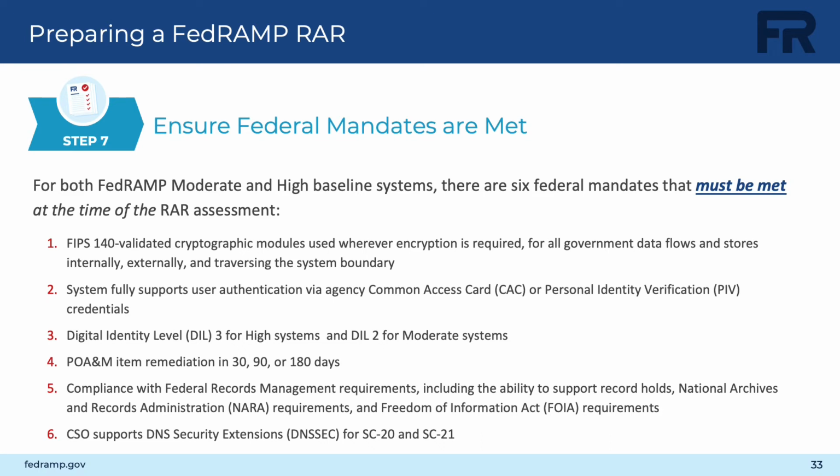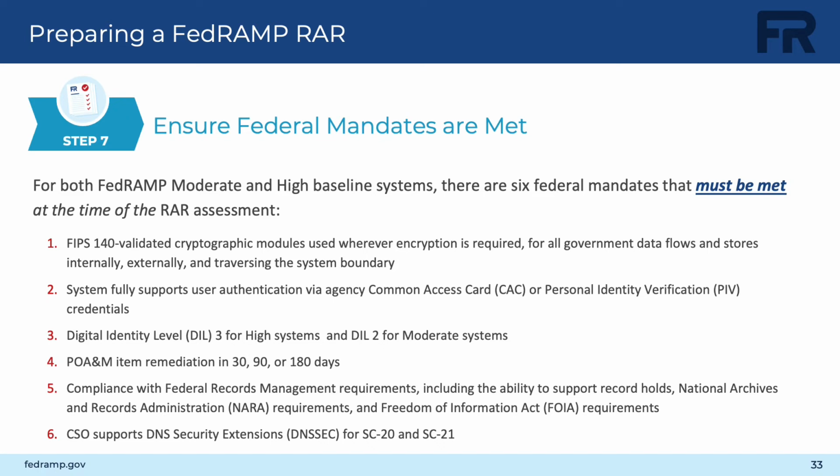Second, the system fully supports user authentication via agency common access card or personal identity verification credentials. Third, the system is operating at minimally digital identity level 2 for a moderate system and minimally level 3 for a high system. Fourth, the CSP has the ability to consistently remediate high vulnerabilities within 30 days, moderate vulnerabilities within 90 days, and low vulnerabilities within 180 days.